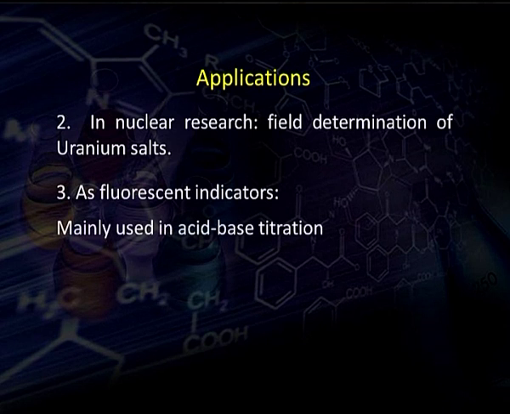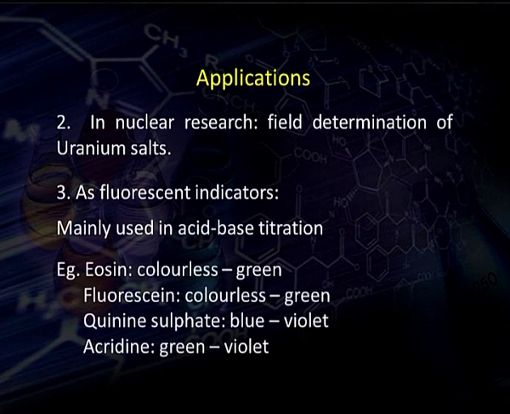It is also used as fluorescent indicators, mainly used in acid base titration. For example, eosine. Eosine is colorless in acidic solution while green in basic solution. Fluorescein, another indicator, is colorless in acidic solution and green in basic solution. Next indicator is quinine sulfate, which is blue in acidic solution and violet in basic solution. Next is acridine, which is green in acidic solution and violet in basic solution.